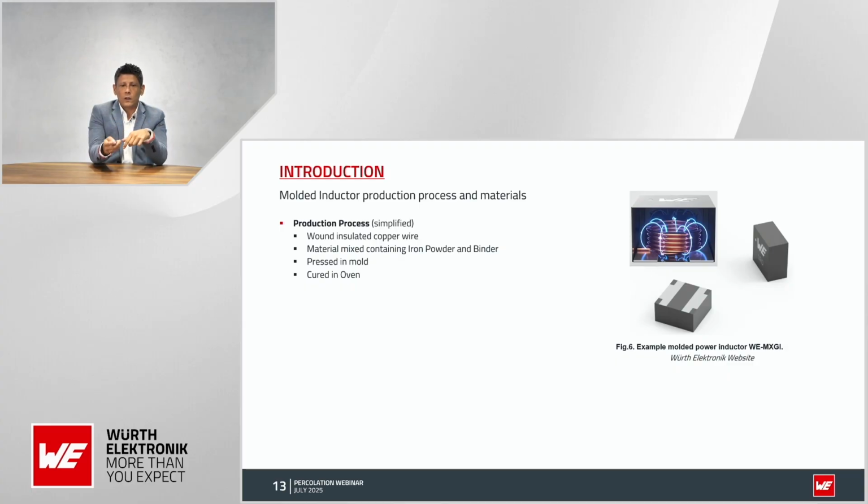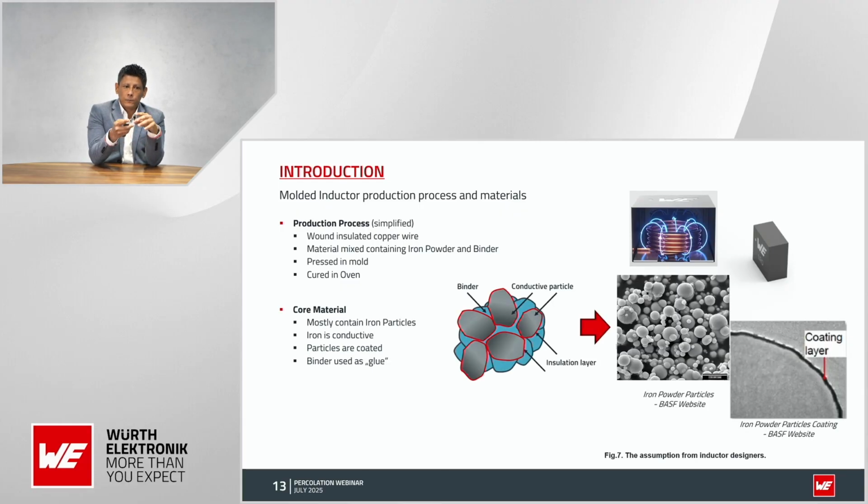Here we can see in figure 6 an example of one of the new generation of our molded power inductors, and it's almost like a copper wire. We press that with some iron powder, so literally a powder. So we put it, we glue it, and then we put it into the oven. And internally, we are speaking about different kinds of particles. Those particles are glued, but not before applying a coating to get a coating layer.